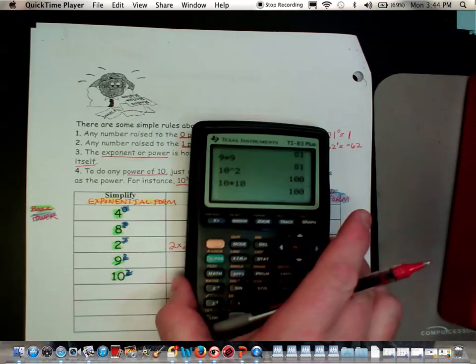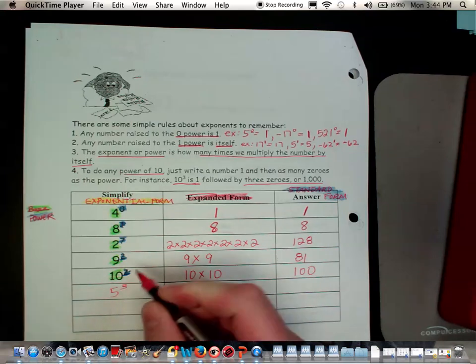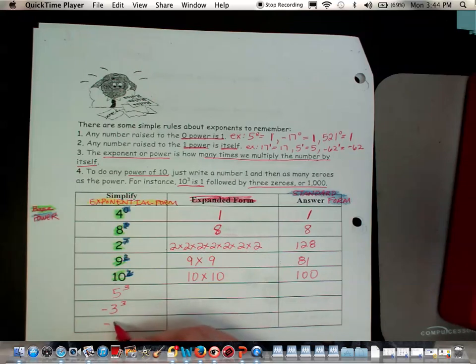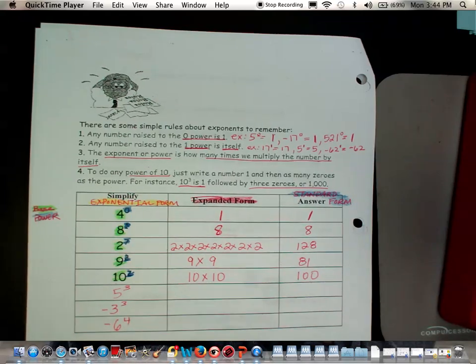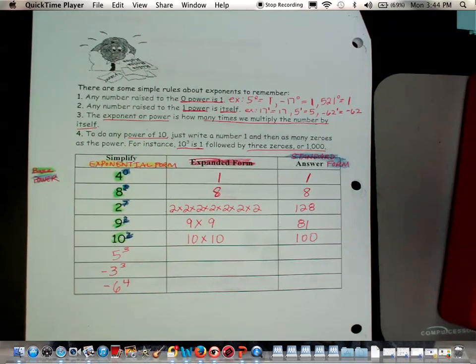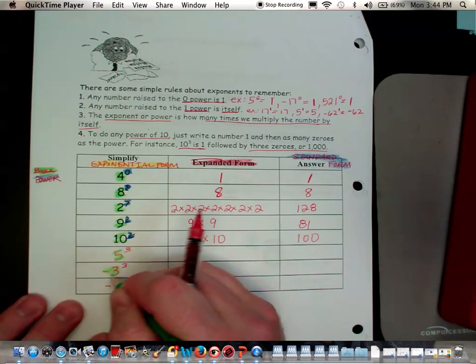Okay? I'll give you another one. Let's do these. 5 to the 3rd. Let's do 3 to the 3rd. And let's do negative 3 to the 3rd. Negative 6 to the 4th power. Okay? Either way it works. So here's what I've got. I'm going to color in my bases. Here are my bases.